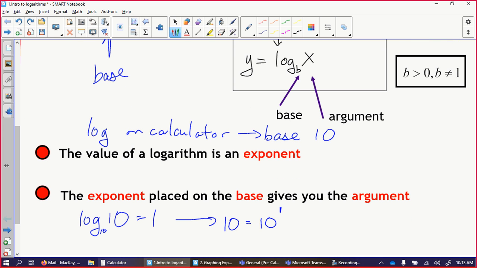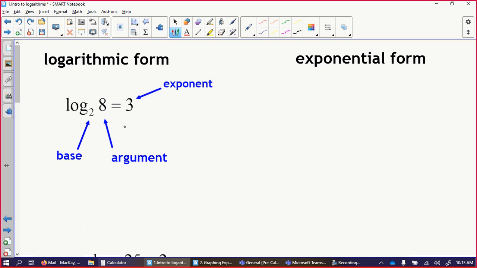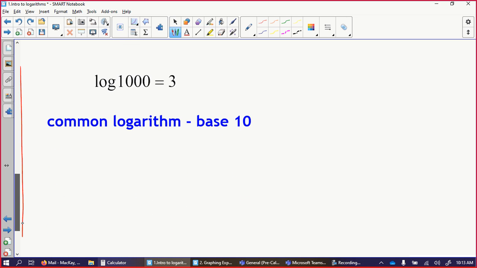So that's what we're going, those two are equivalent. If I take the log, that tells me I need to raise 10 to the first power to get 10 out. So what we need to do is be able to translate. That's all we're looking at here.